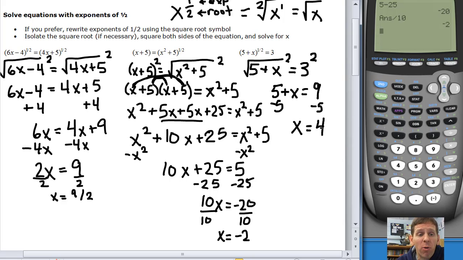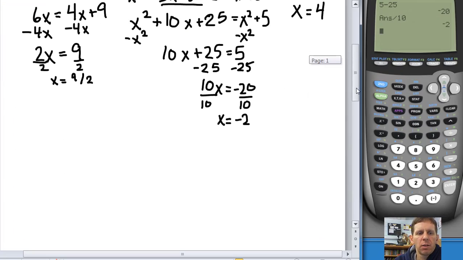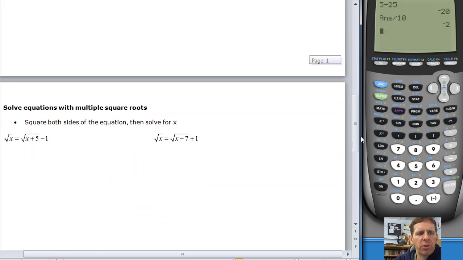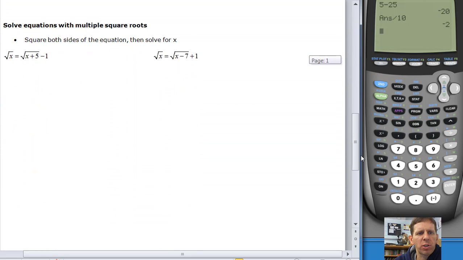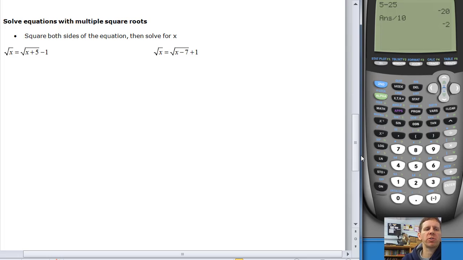So really on this side of the worksheet, not too bad. We changed the 1/2 powers to square roots, and most of these problems can be solved in a matter of a few steps. On the back side, it gets a little bit more challenging. On the back side, we are going to be working with a problem with multiple square roots. So the 1/2 power is gone. We have multiple square roots here. And what we're going to do in problems like this is square both sides of the equation, then solve for x.